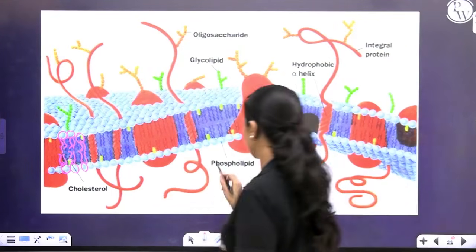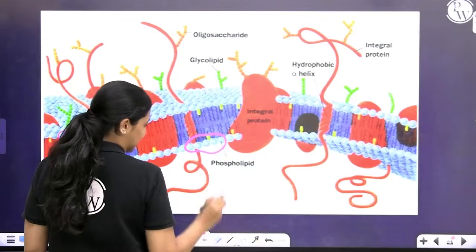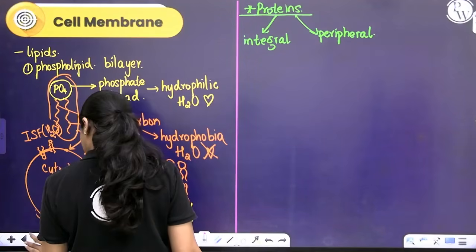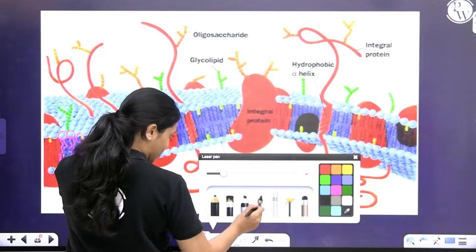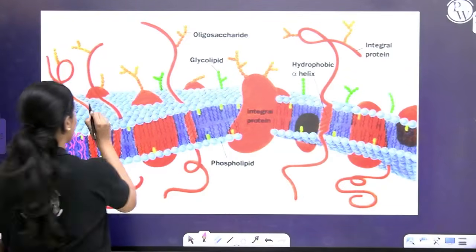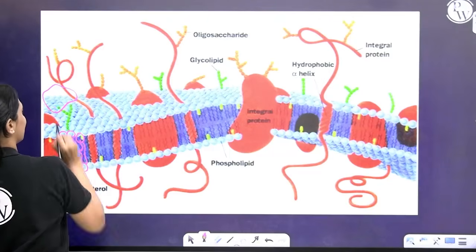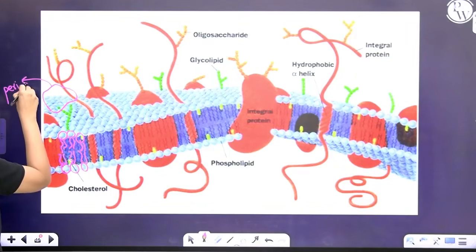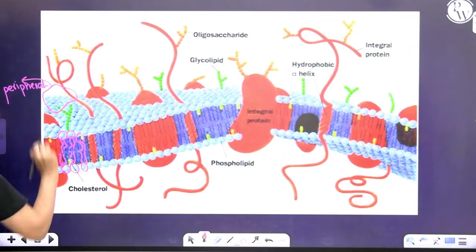Some proteins lie peripherally, like here, on the surface. I'll show you. Some of them may lie on the surface superficially like this. They are called peripheral proteins. They are relatively easier to extract.